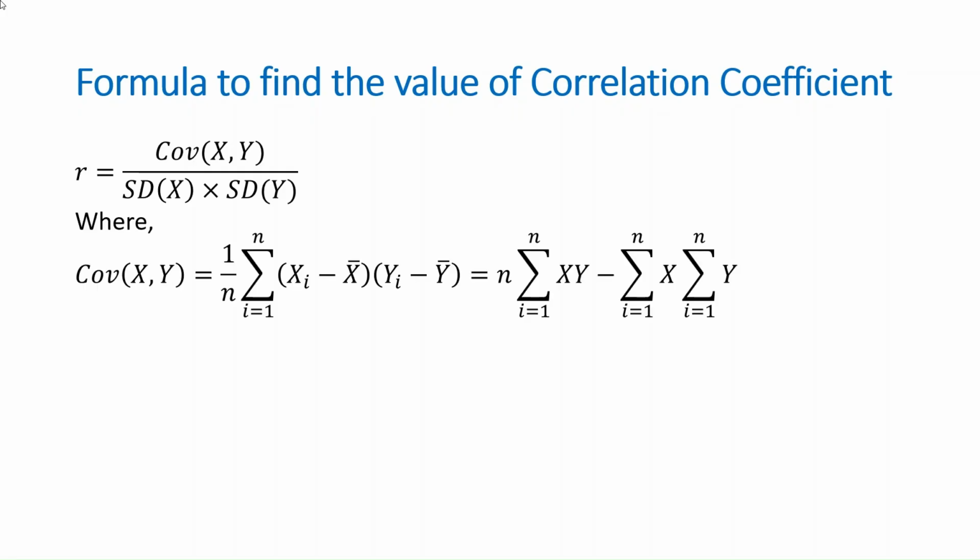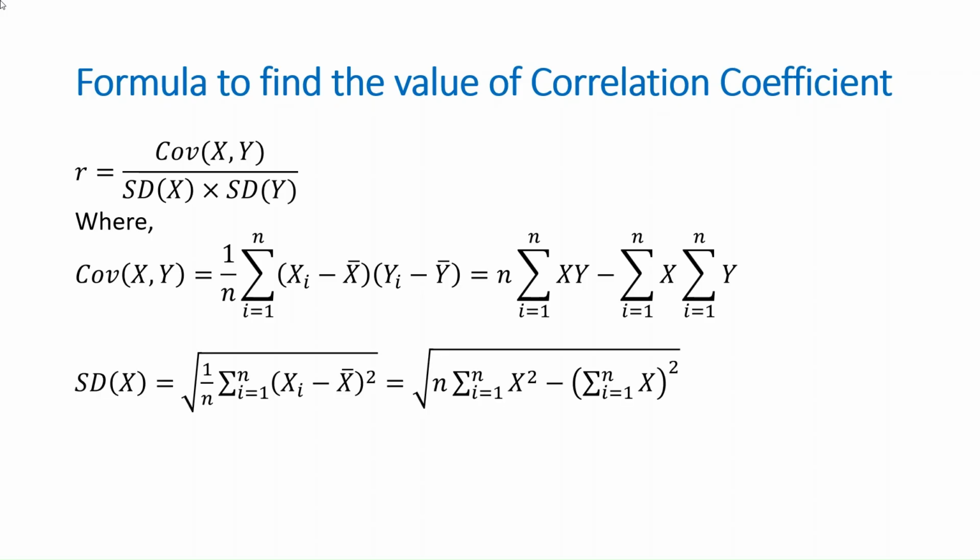this is the formula of covariance of xy, that is equal to 1 by n summation xi minus x bar into yi minus y bar, where xi and yi are each observation of the variables x and y. X bar and y bar are the average or mean of the respective variables. Small n is the total number of observations we have. Now if we simplify this, we will get n summation xy minus summation x into summation y.